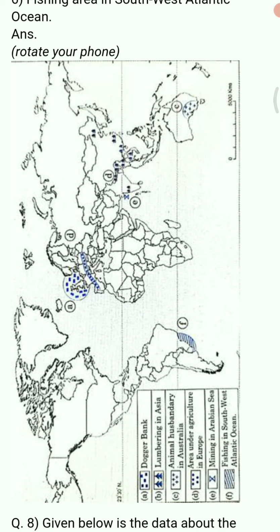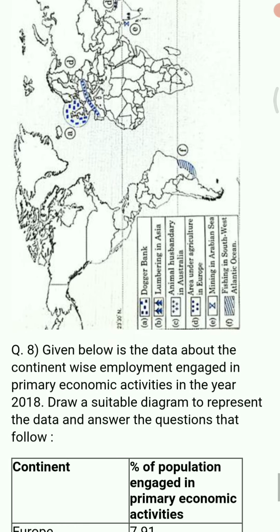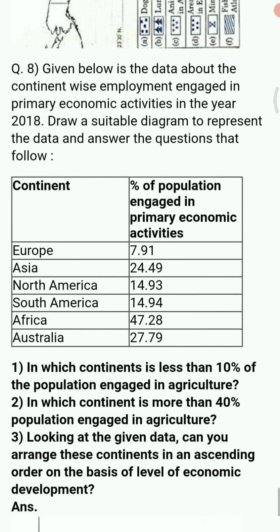तो यहाँ पे ठीक से देखो, सारे डिनोशन अलग अलग डिज़ाइन से किए हुए हैं. यू जस्ट हैव टू राइट द प्रॉपर इंडेक्स इन द वर्ल्ड मैप अलॉन्ग विद द प्रॉपर डिनोशंस. सो यू कैन सी डॉगर बैंक कहाँ पे है and you can also find out lumbering in Asia. Okay, so it is carried out there. So all these things are very much important. Australia में भी आप देख सकते हो, as a C it is denoted animal husbandry area. Okay, now next is question number 8.